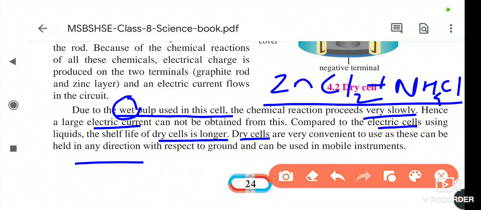If it is liquid and we hold it upward or change its position, the liquid moves and it will affect the working of the cell. So these dry cells are very easy to use, and can be used as a mobile instrument. Mobile instrument means we can carry it anywhere.